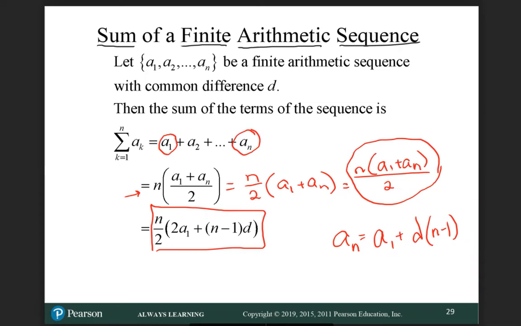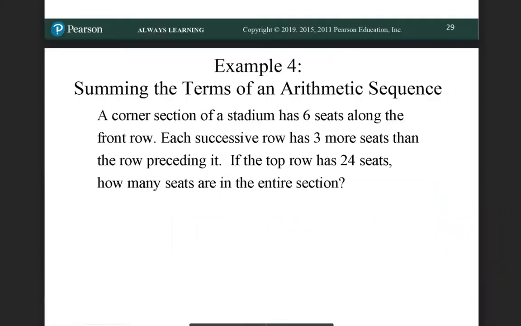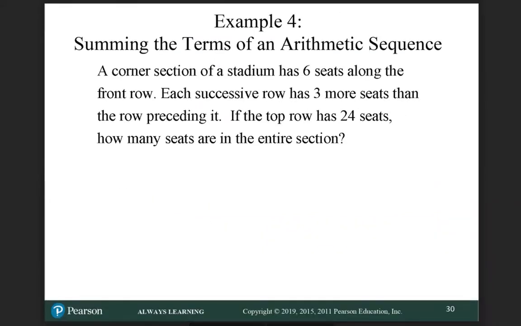Let's do an example. In this example, we want to find the sum of the terms. A corner section of the stadium has 6 seats along the front row. Each successive row has 3 more seats than the row preceding it. If the top row has 24 seats, how many in the entire section? So this is a section of a stadium. I'll just draw it like this. Our first row has 6 seats. Our last one has 24 seats. So this was 6 seats, and every next row has 3 more. So my next row will have 9, and the next one will have 12, and so on, okay? So I want to know how many seats there are.